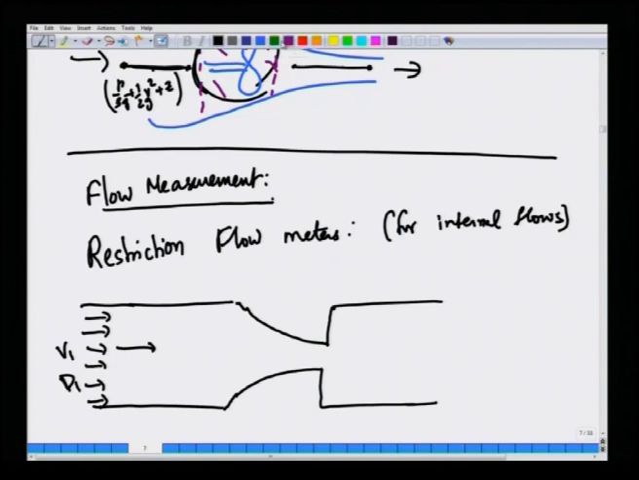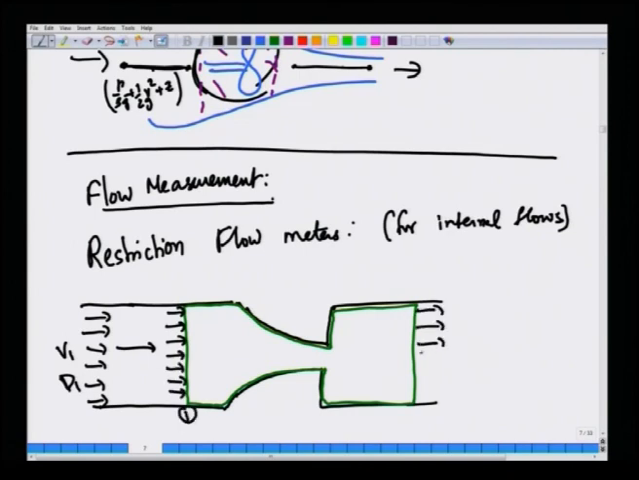In order to do this, we have to draw a CV. The CV is the green line, okay, that I am going to draw. It adjoins the cross section of the flow meter, okay, very closely. This is my CV. Okay. So fluid is coming into the CV at station 1, and it is leaving the CV, okay, at some other station. Now that is the CV that we are going to work with.